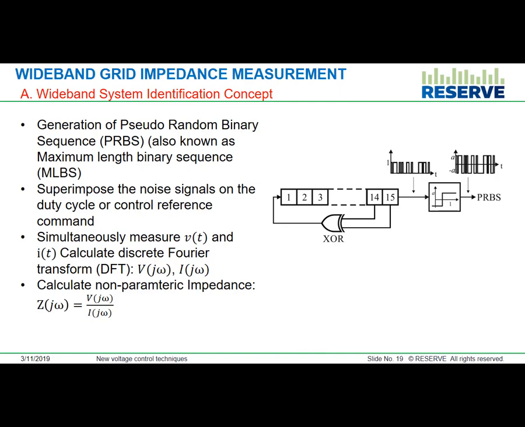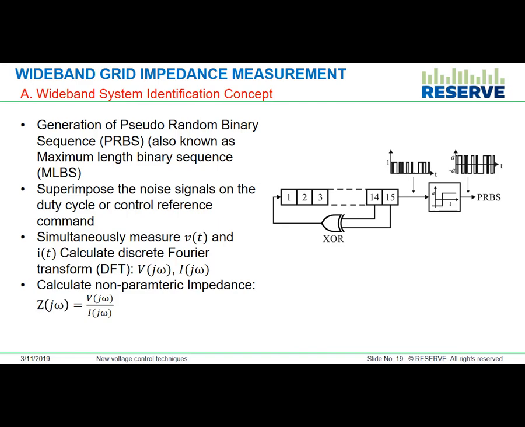So this is the algorithm for generating a white noise, which is band limited, and we call it a pseudo-random binary sequence, or PRBS. Literature often uses other names. One of the names is maximum length binary sequence, MLBS. And the idea is to take these small signal perturbations and add them to the control reference, the current reference.